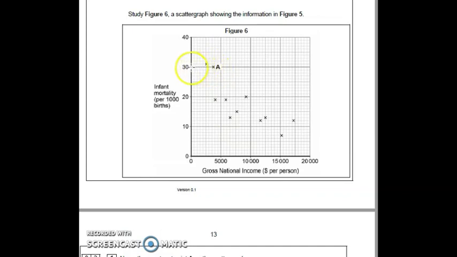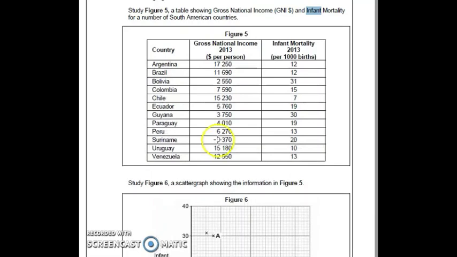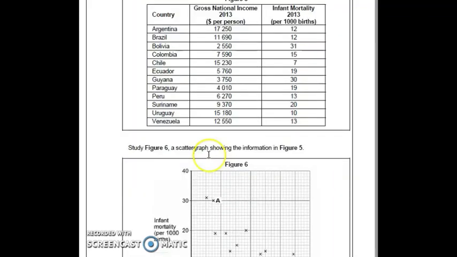So if we look across, infant mortality in country A is 30, and then if we read down, their gross national income is around about 3,700, 3,800. So let's see if that country exists. Infant mortality 30, gross national income for this country 3,750. So the answer today is Guyana.